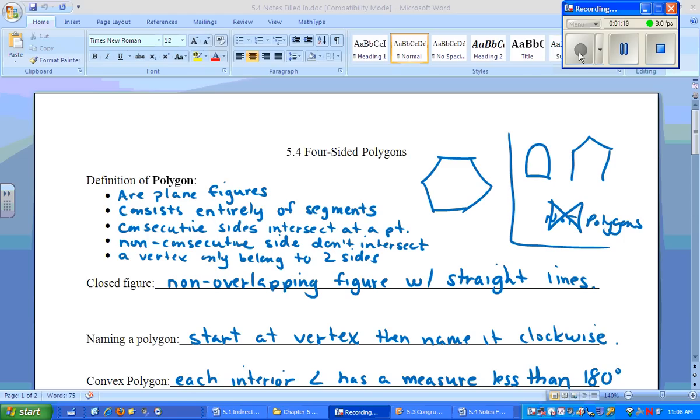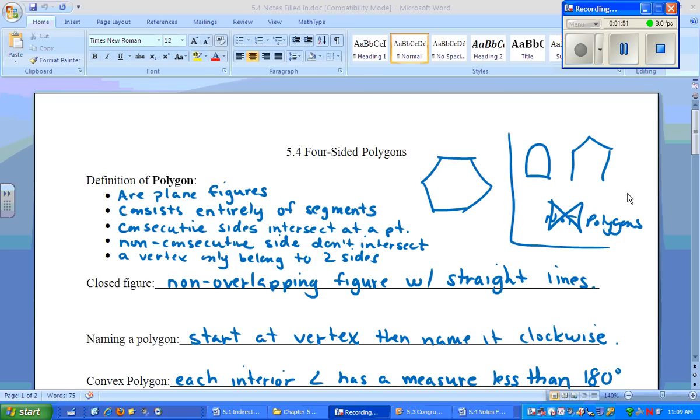Consecutive sides intersect at a point. So when the two sides intersect, they're creating a point. Non-consecutive sides don't intersect. That means the sides across from each other, like this side and this side. They don't intersect, they're not touching each other. And a vertex only belongs to two sides. So here's a vertex, two sides, there's a vertex. Two sides, there's a vertex. Two sides, there's a vertex. You can't have more than one vertex. You can't have them cross.